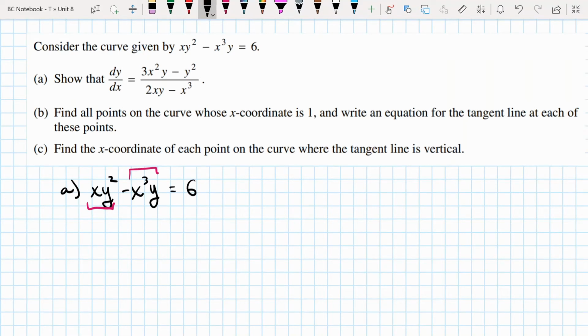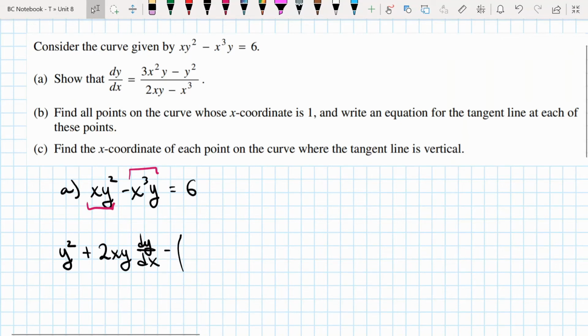Okay, so let's start by finding the derivative of the first term here on the left. So we get y squared plus, I'll bring the 2 in the front, 2xy dy/dx. So that's the derivative of the first term. Now the derivative of the second term, I'm going to put a minus and then a parentheses, just so it's clear that the negative bit will distribute. We get 3x squared times y plus x cubed dy/dx, the derivative of y, is equal to the derivative of 6, which is 0.